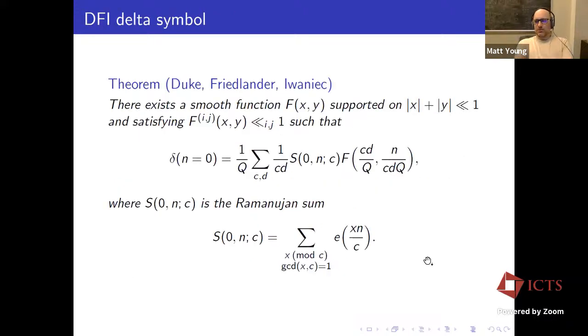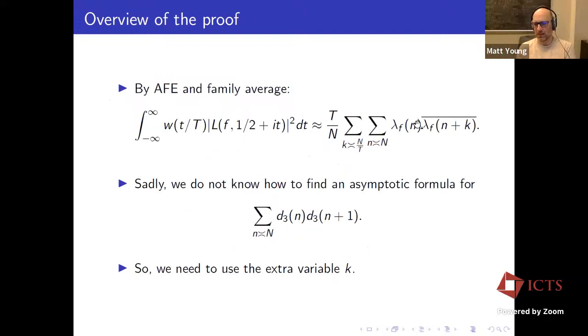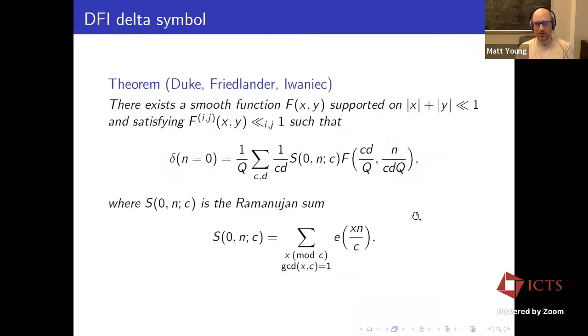So we're going to use this DFI delta symbol to detect that these two integers are shifted by this k. So we have n and n plus k here. I have to imagine that probably this has been brought up in other talks, but anyway, maybe the notation is different.